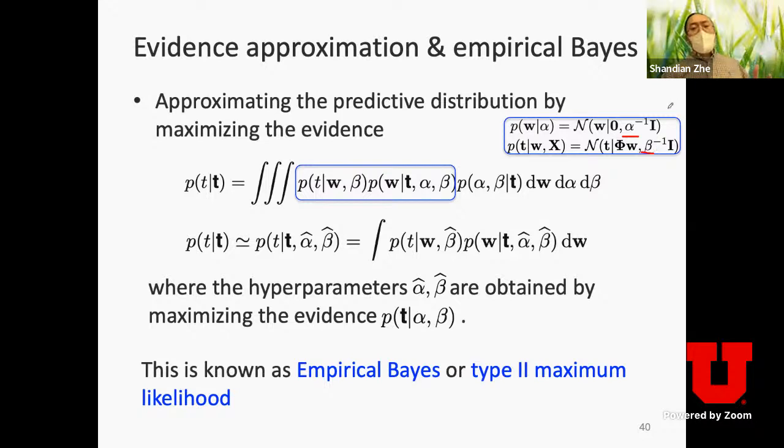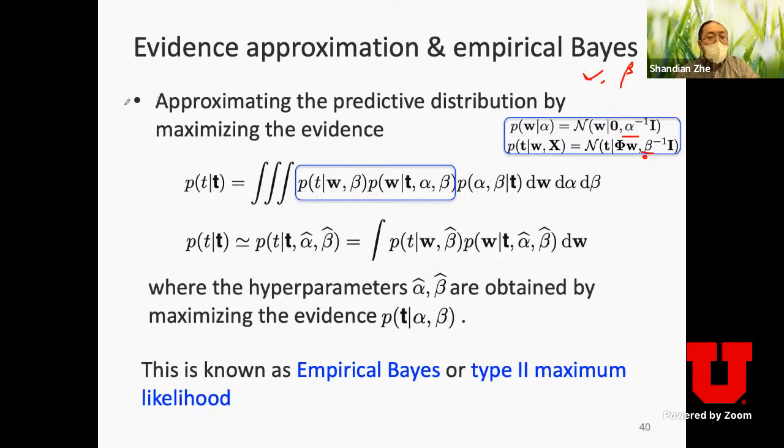And you can imagine the smaller the alpha, the larger the prior variance, so the flatter the prior. And beta indicates how noisy the observation could be. So it actually defines different types of models, and the whole model family is indexed by alpha and beta. There could be an infinite number of models in this family. So the question is, how can we select a particular alpha and beta which gives the best model?